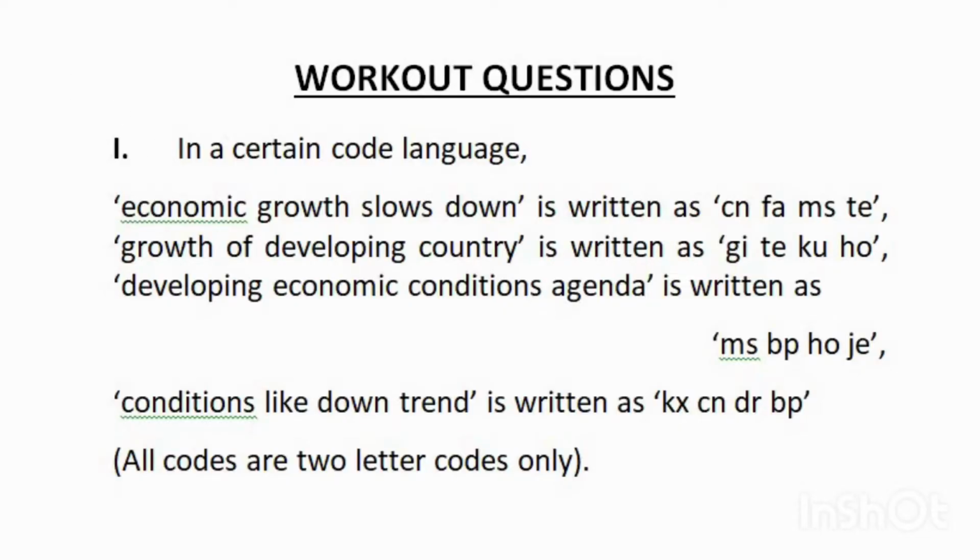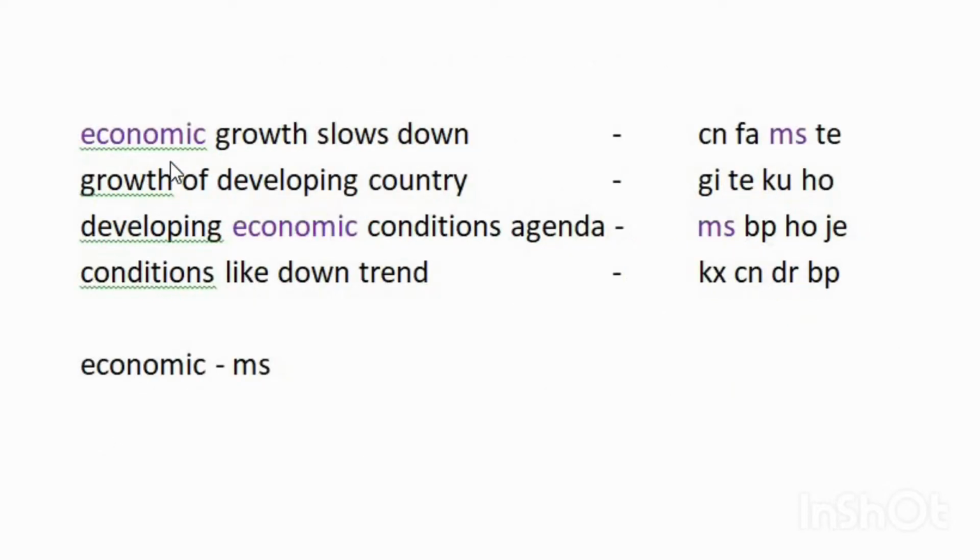This is the first workout question. When you look for the word economic, it is found in the first line and in the third line. So a code which is present in the first line and the third line which is same, and that code is MS. So the code for economic is MS. The code TE is present in both the first line and in the second line. That means there is a word which is same and is present in the first line and in the second line, and that word is growth. So the code for growth is TE.